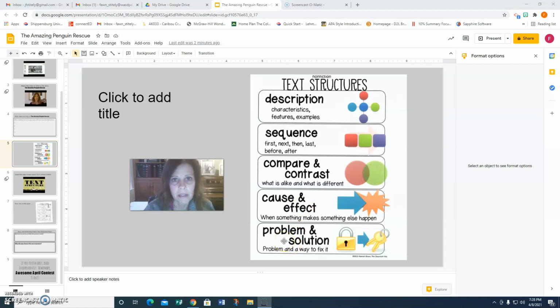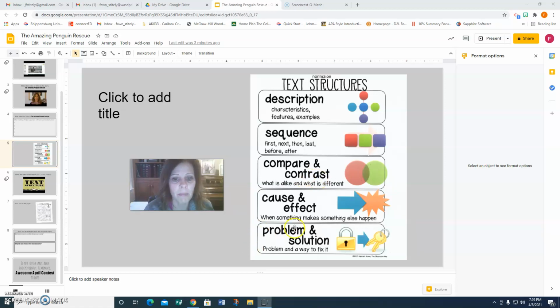And every passage will have one of these structures that the main part of the story is going to follow. Now, you may have a passage that is compare and contrast, and they might have some sequencing in there. But if the overall structure is compare and contrast, then that's what we would consider the text structure for that.